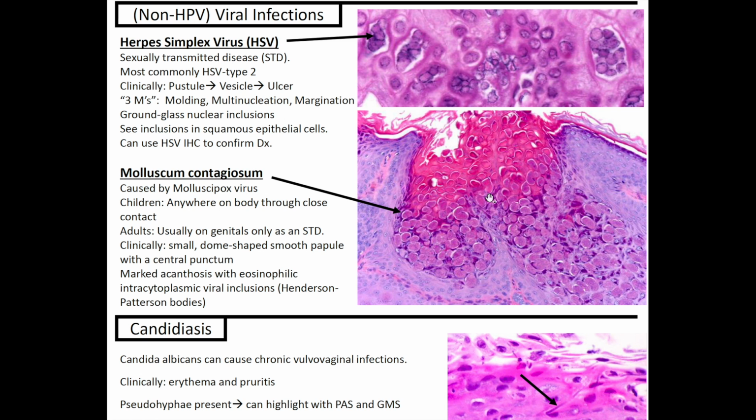And in the bottom image is a classic image that you would see for molluscum contagiosum, which is caused by the pox virus. And in children, it can occur anywhere on the body through close contact. In adults, it's usually on the genitals, only as an STD. And clinically, you'll see these small, dome-shaped, smooth papules with a central punctum. And then histologically, you'll have marked acanthosis with eosinophilic intracytoplasmic viral inclusions, also known as Henderson-Patterson bodies.